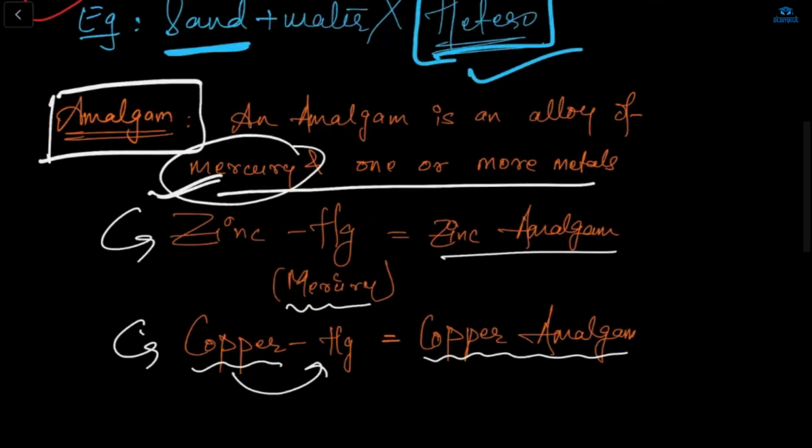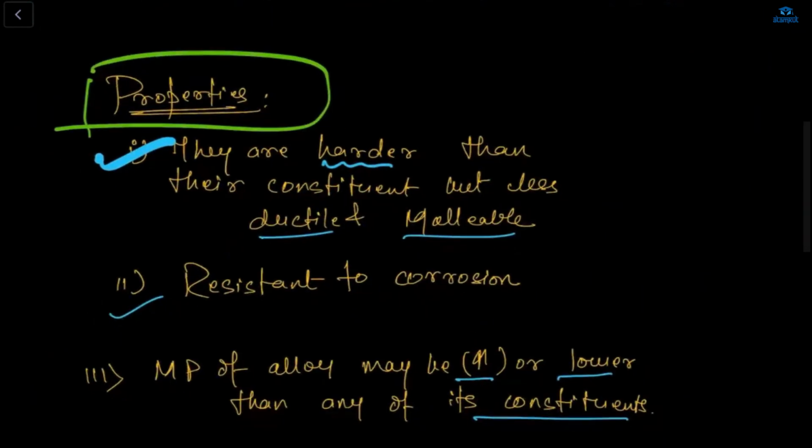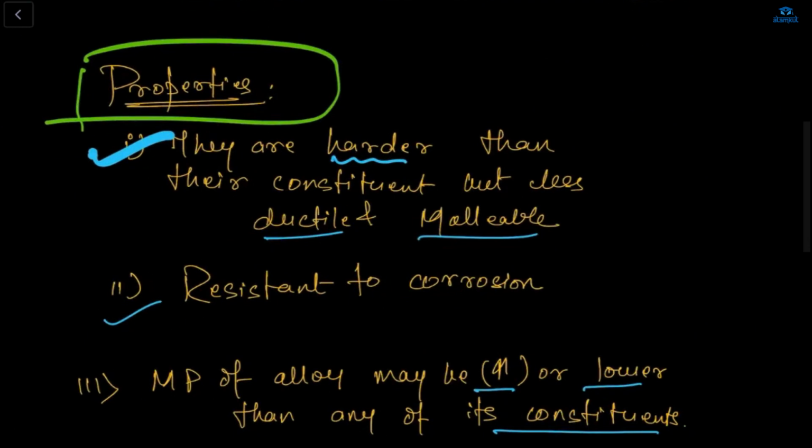Amalgam means it's an alloy of mercury with one or more metals. So here we have to include the mercury with any of the metals, so that thing will become your particular metal plus amalgam. Okay? So here mercury is a must, you have to include this. Lastly, we discussed what are the properties of alloy.